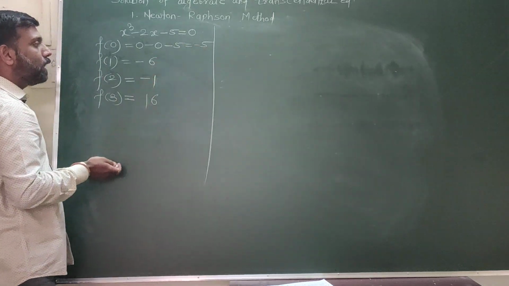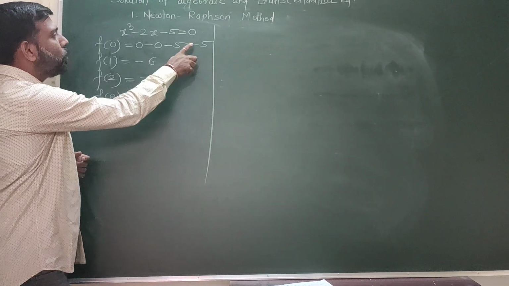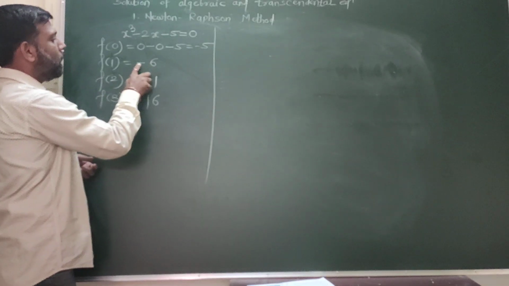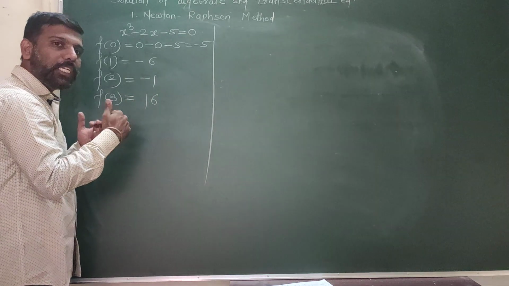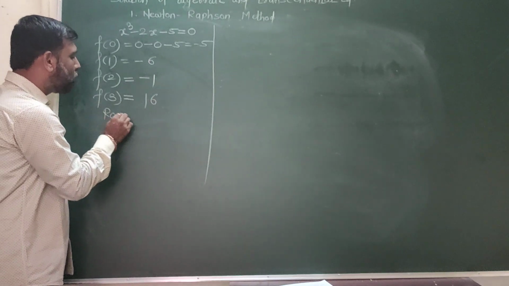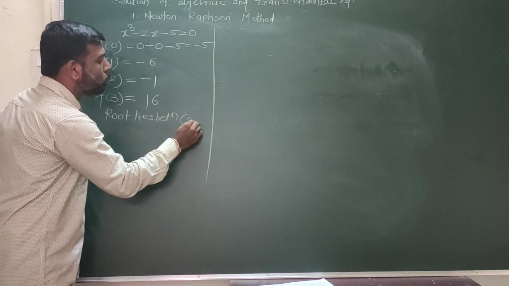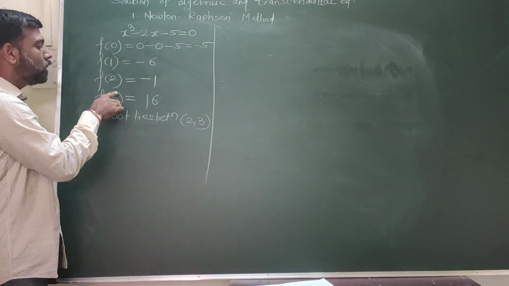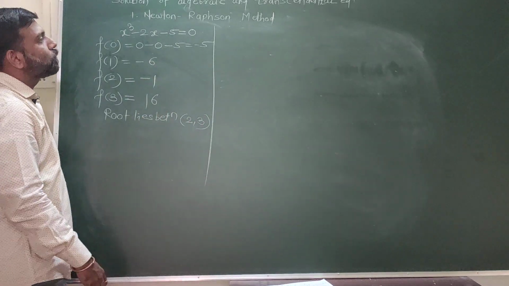So it changes from minus to positive sign. First value is negative, second negative, third negative. Now it becomes positive. When it changes its sign, we stop there. And we claim here the root lies between 2 and 3. So this is our interval. In this interval, one root lies.